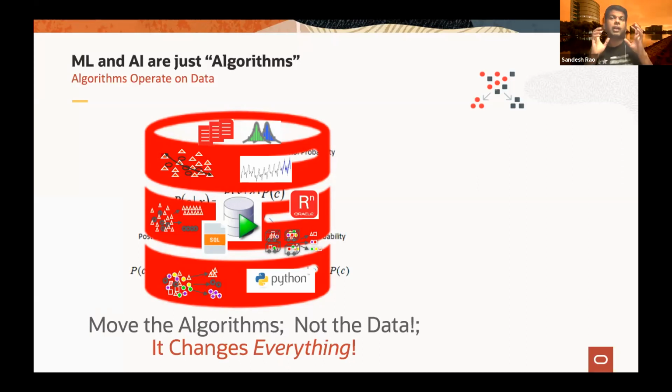So if you're an Oracle DBA or developer, your data is already in the database. It's very easy to execute SQL, where these algorithms execute directly on the data, and you don't have to move the data anywhere. You don't need twice the space. You don't have to export, import, and do all of this other stuff. That's why this is a very, very powerful proposition. And if you have not thought about how to use this, you should start using this now.